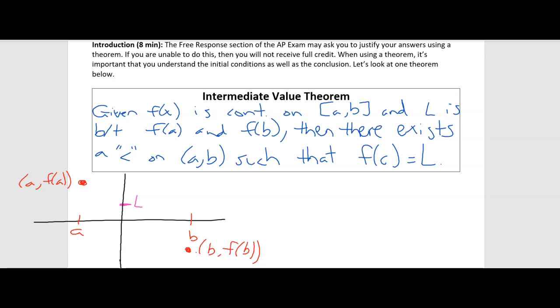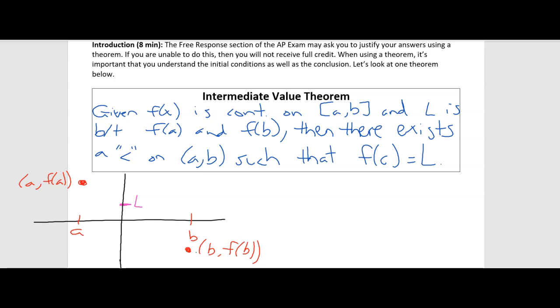Okay, so the theorem says, given f of x is continuous on the closed interval a to b, and L, which is just a real number, is between f of a and f of b, then there exists a c on the open interval a to b such that f of c is equal to L. So again, that's a lot. Let's jump down to the diagram and see if we can turn this into a visual diagram.